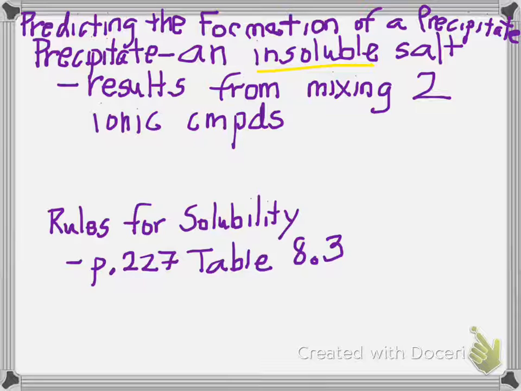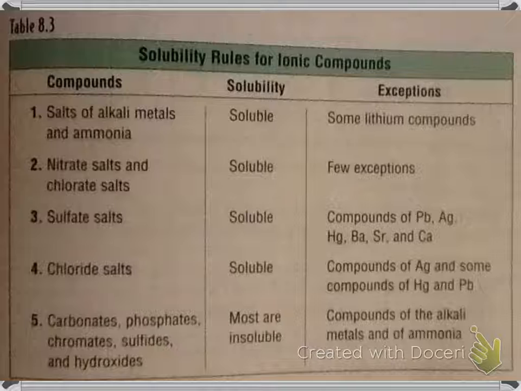So how do you predict that precipitate? You have to use the rules for solubility, which are on page 227 in table 8.3 of your textbook. You have a spot in your outline to fill in this table. In your outline, though, there's a little bit more to it, so we'll take a look at that right now. So here are the solubility rules for ionic compounds.